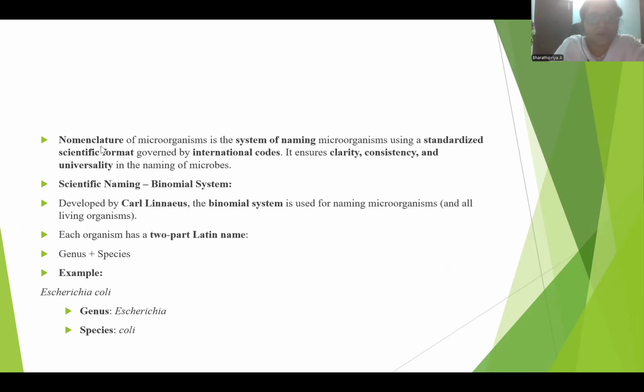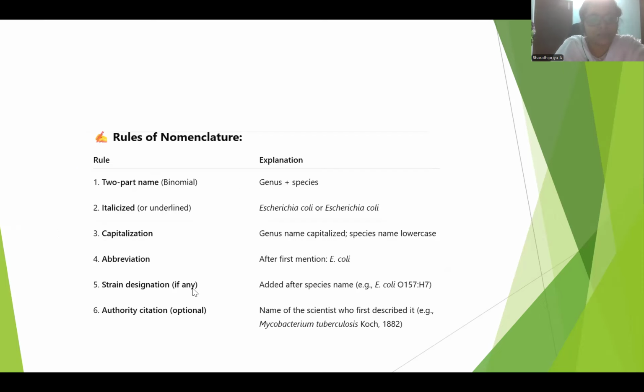While focusing on the nomenclature of microorganisms, nomenclature is the procedure we need to follow for giving names to microorganisms. Each microorganism has a two-part Latin name. The first part is the genus and the second part is the species. For example, Escherichia coli. Escherichia is the genus and coli is the species.